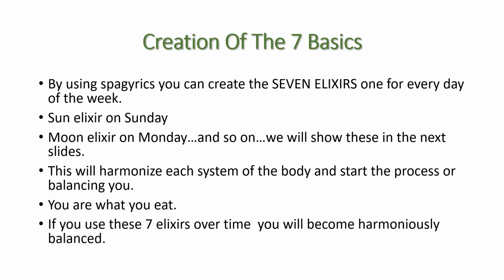Hello students, we're almost getting towards the end, in which we're going to learn how to create the 7 basics. By using spagyrics, you can create the 7 elixirs, one for every day of the week. The sun elixir on Sunday, the moon elixir on Monday, and so on. This will harmonize each system of the body and start the process of balancing you. You definitely are what you eat. If you use these 7 elixirs over time, you will become harmoniously balanced.